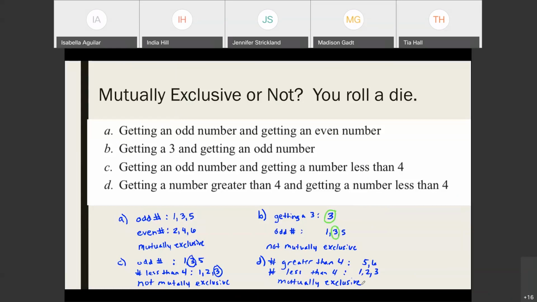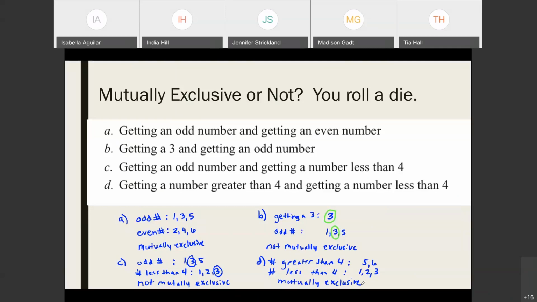So for D, like the greater than 4, it only had 5 and 6. That's 2 numbers. Then less than 4, it had 3 numbers at the bottom. So I thought it would have been not mutually exclusive because the greater than 4 is missing a number.